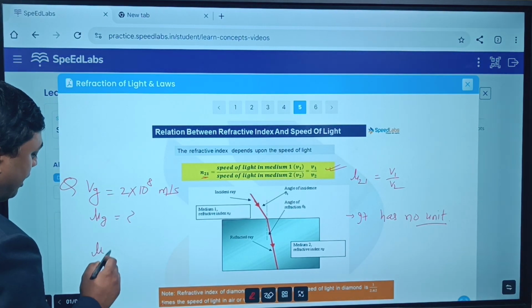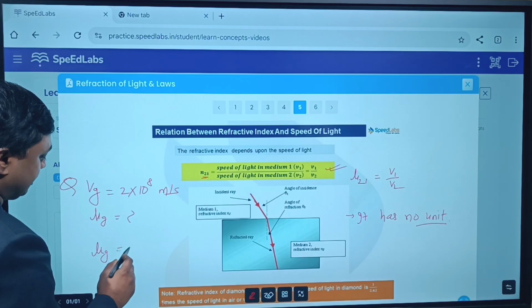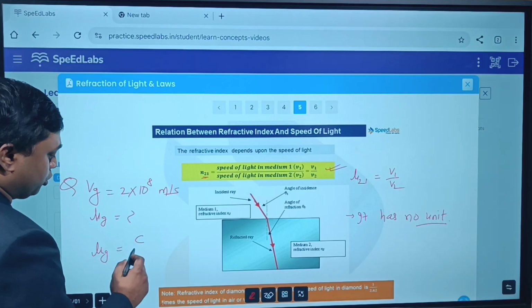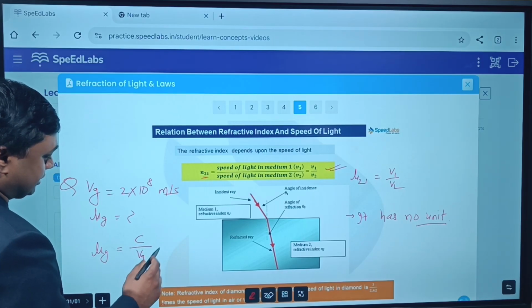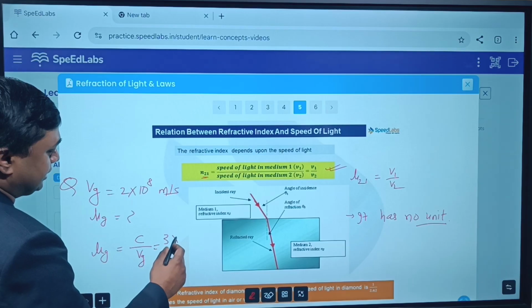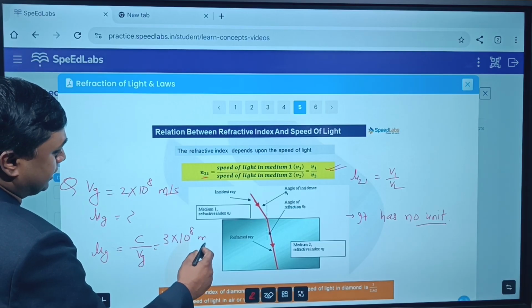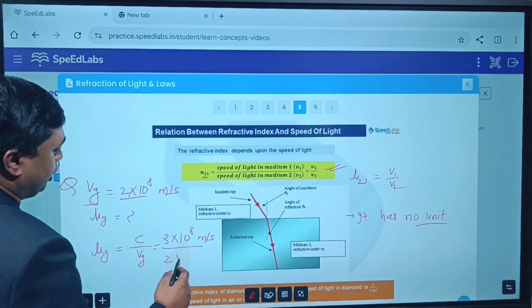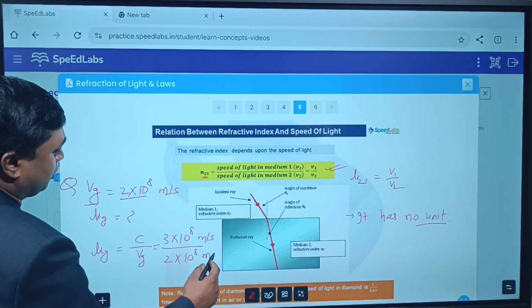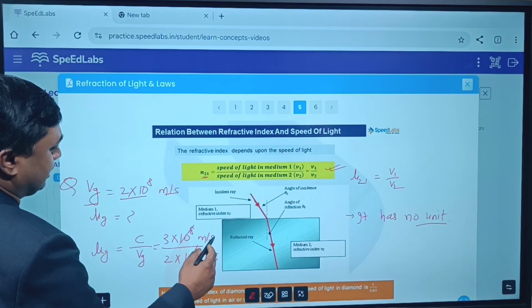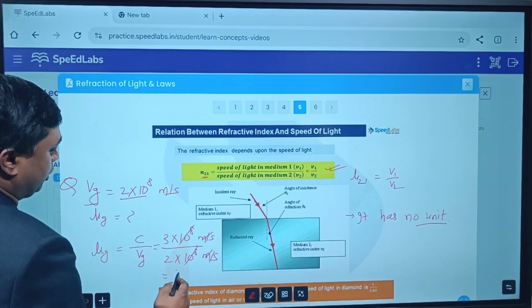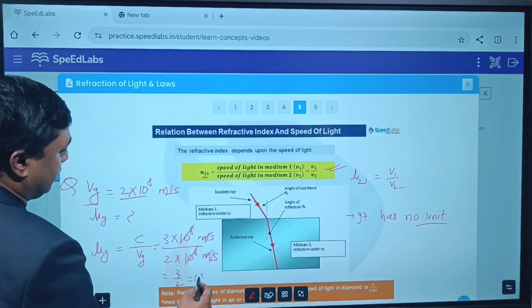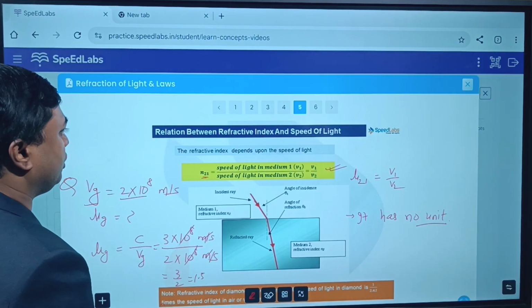We know the formula of absolute refractive index is nothing but the velocity of light in vacuum to the velocity of light in medium, that is glass. So C, you should remember, is 3 into 10 to the power 8 meter per second. Whereas the velocity of light in glass is 2 into 10 to the power 8 meter per second. So this gets cancelled, and we get 3 by 2, which is nothing but 1.5. Is it clear? So questions may be asked based on this.